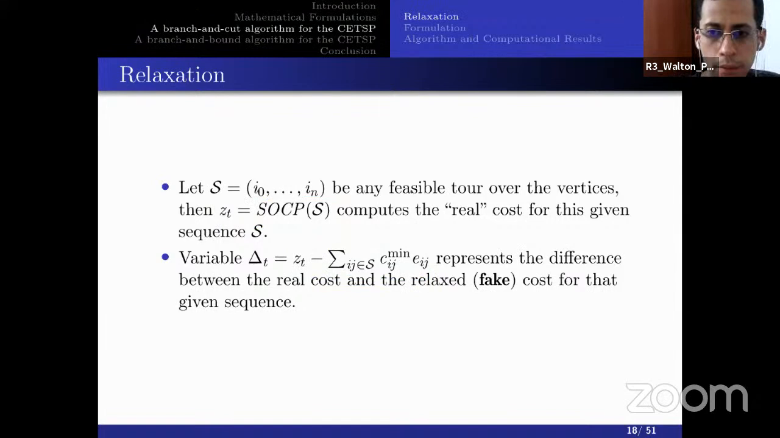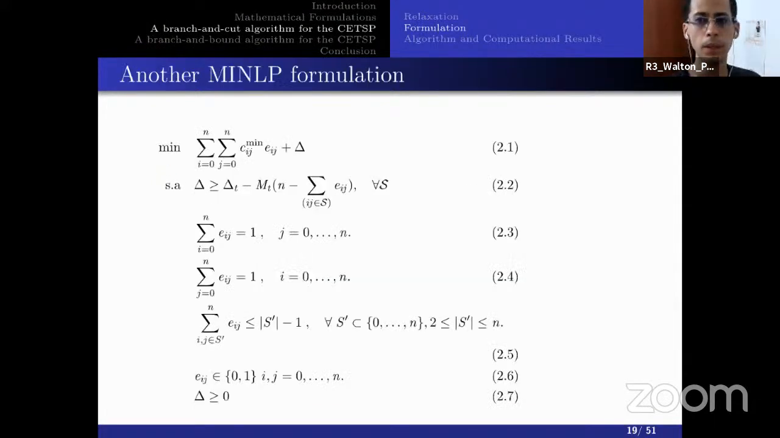Okay, so having that, then I can write this mixed integer nonlinear formulation for the problem. And then in this formulation, we have a linear objective using that relaxed cost plus delta. And then this variable delta is defined here in this constraint, where you have that delta is greater or equal than delta t minus some big constant M of t, times n minus the sum of all arcs or all edges in that sequence.